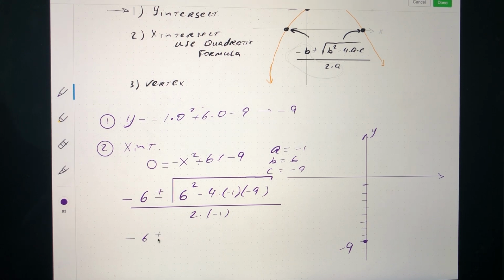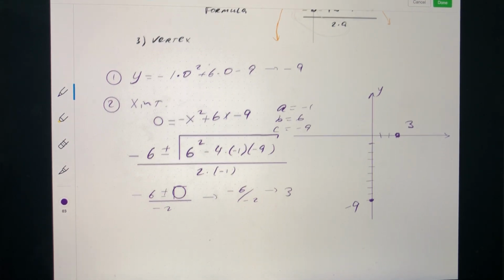Negative 6 plus or minus the square root of 0, which is 0, divided by 2 times negative 1, which is negative 2, leaving us with negative 6 over negative 2, which is 3. So we have just one x-intercept, and it happens to be 3. 1, 2, 3. Somewhere here is our x-intercept.